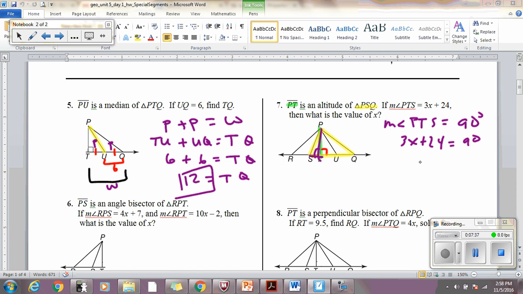So I would first subtract 24. After I subtract 24, you would end up having 66. And then divide by 3 on both sides, and you would have x equals 22.